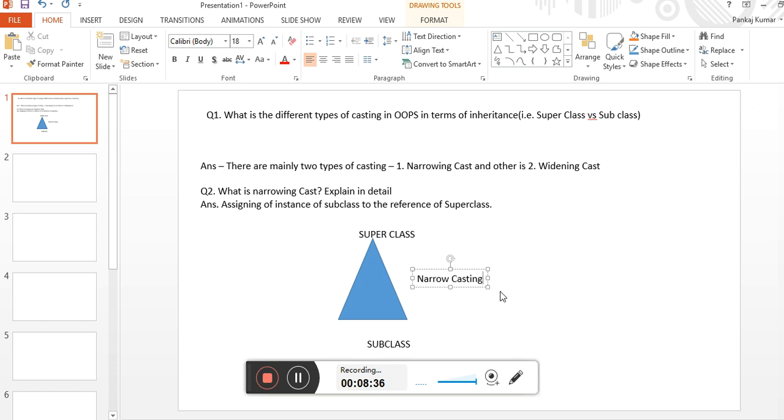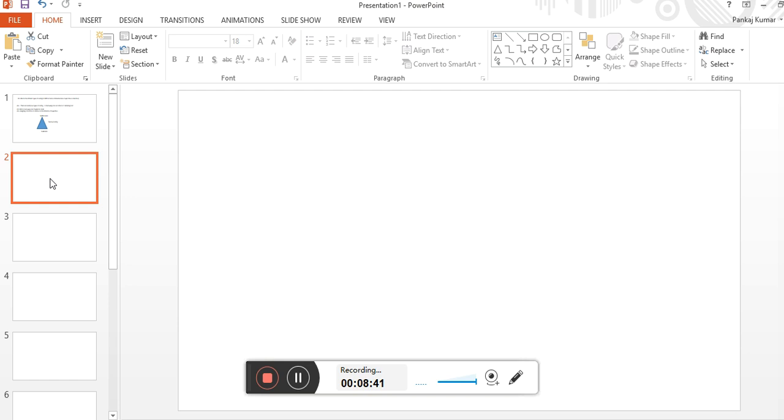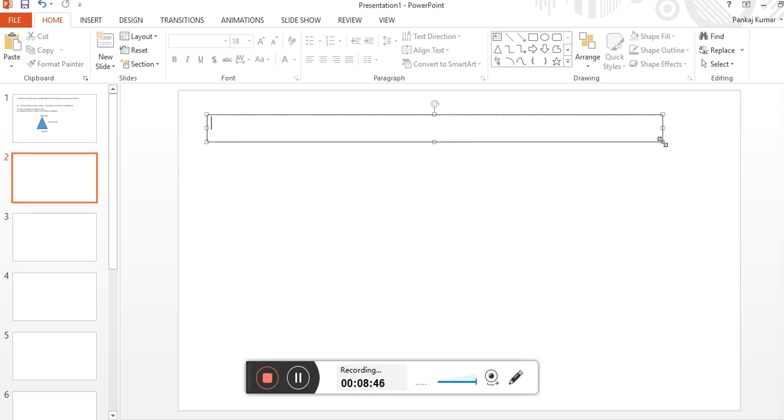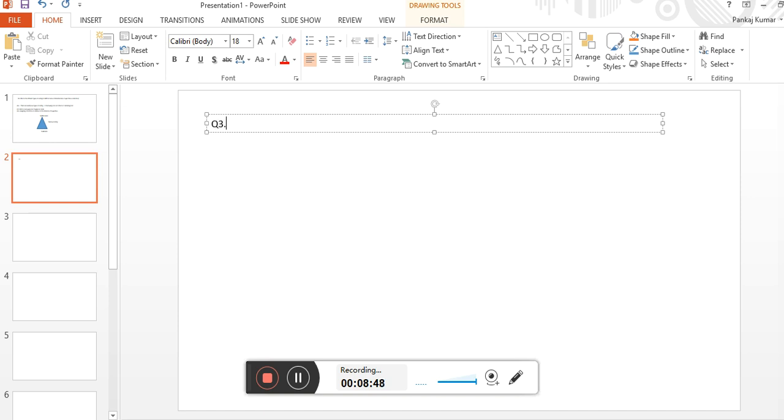Now let us see what is wide cast or widening cast. Let me put the question here. Question number 3: what is widening cast? Explain in detail. I will give the example in ABAP format as well, but first let me explain the theory, then I will give the example.